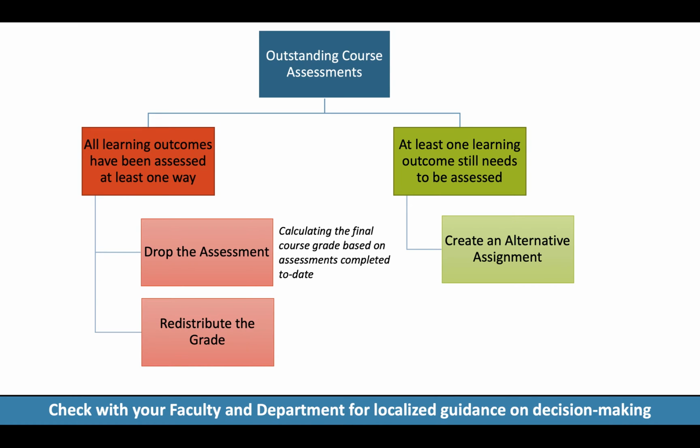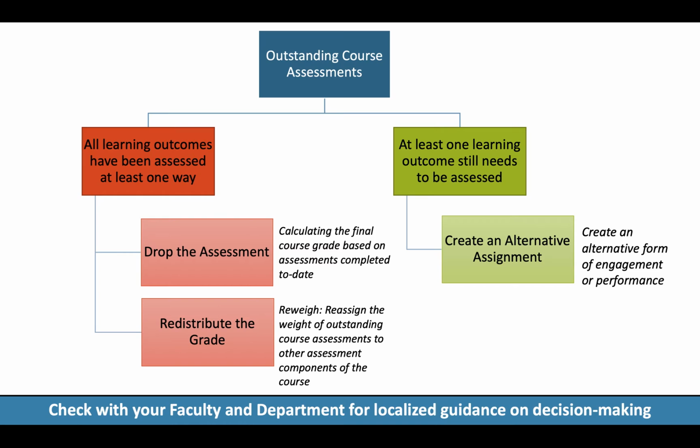To drop the assessment, what you're essentially doing is calculating the final course grade based on the assessments that have been completed to date. If you're redistributing the grade, this is the reweighing option. So you're reassigning the weight of outstanding course assessments to other assessment components that have been completed. Finally, to create an alternate assignment means to create an alternative form of either engagement or performance and having your students complete that in lieu of the assignment that may have required face-to-face engagement.